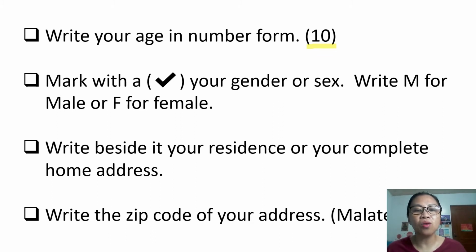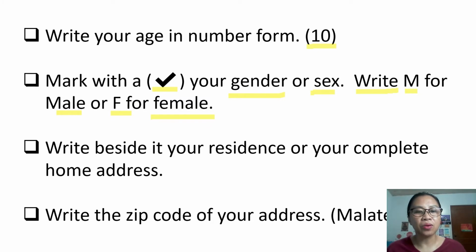Another is your gender or your sex. For example, when you are asked to put a check on the box, you choose your gender. M for male or boy, F for female or girl. Or sometimes, you are going to write your gender. So again, you write M for male, F for female.